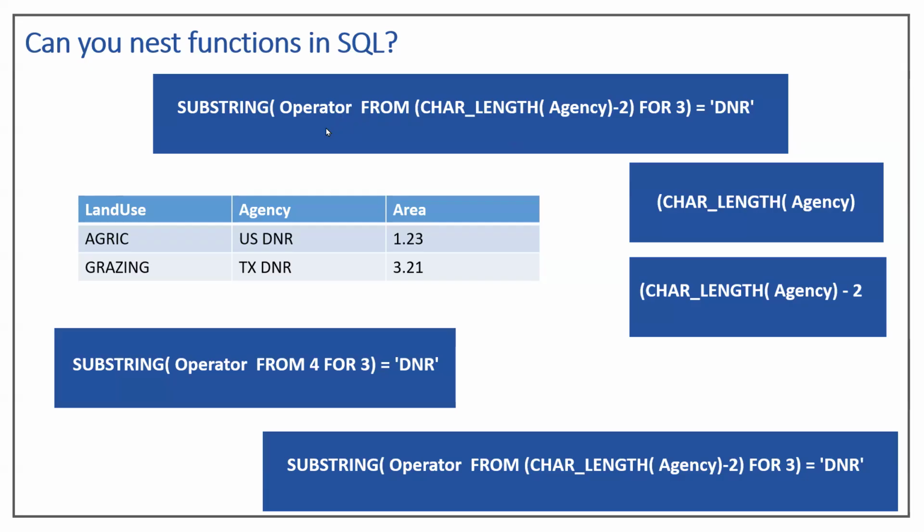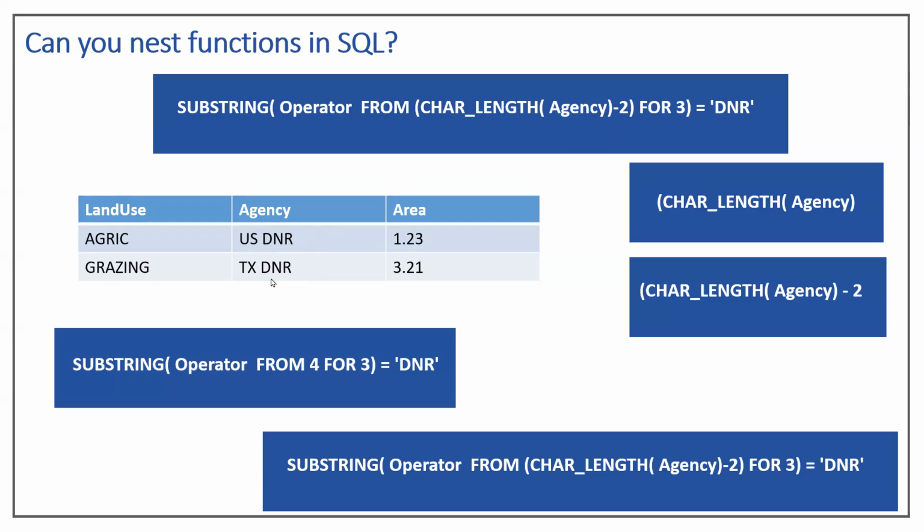Okay, so what I'm going to do is take the agency column and find out how long it is. So that's the character length function. So it tells me this one is 1, 2, 3, 4, 5, 6 characters long. That one is also 6 characters long, but maybe some are not 6 characters. So I'm getting the character length of agency and I'm taking off 2. So 6 minus 2 is 4.